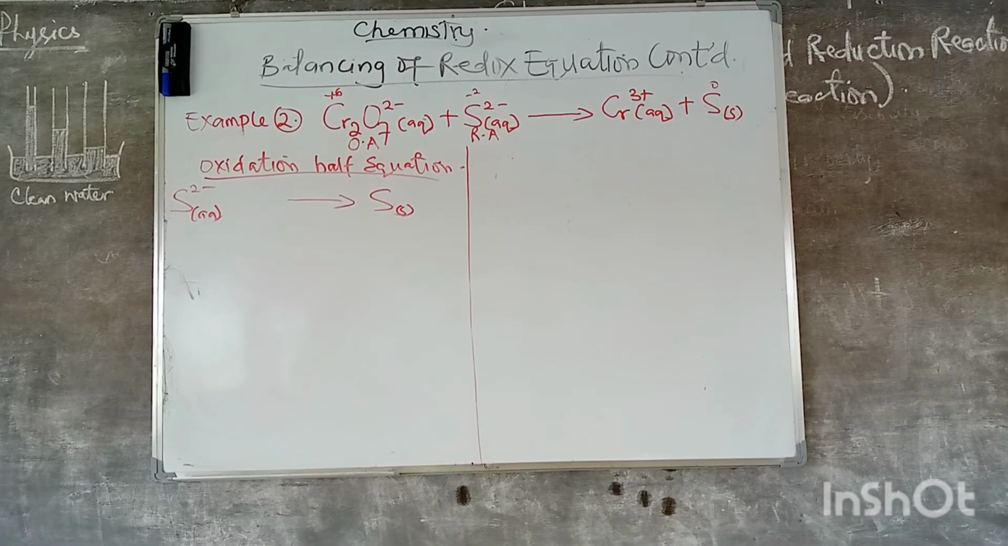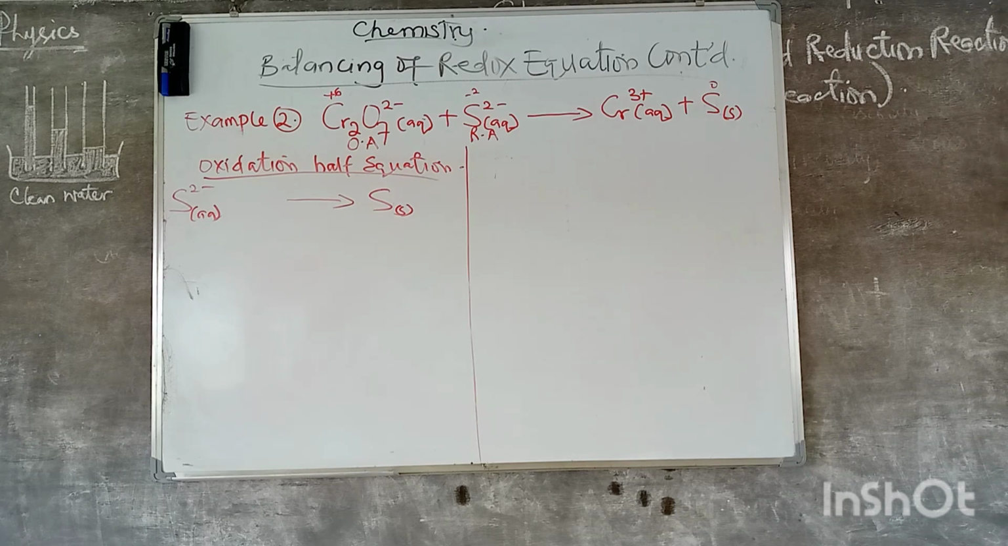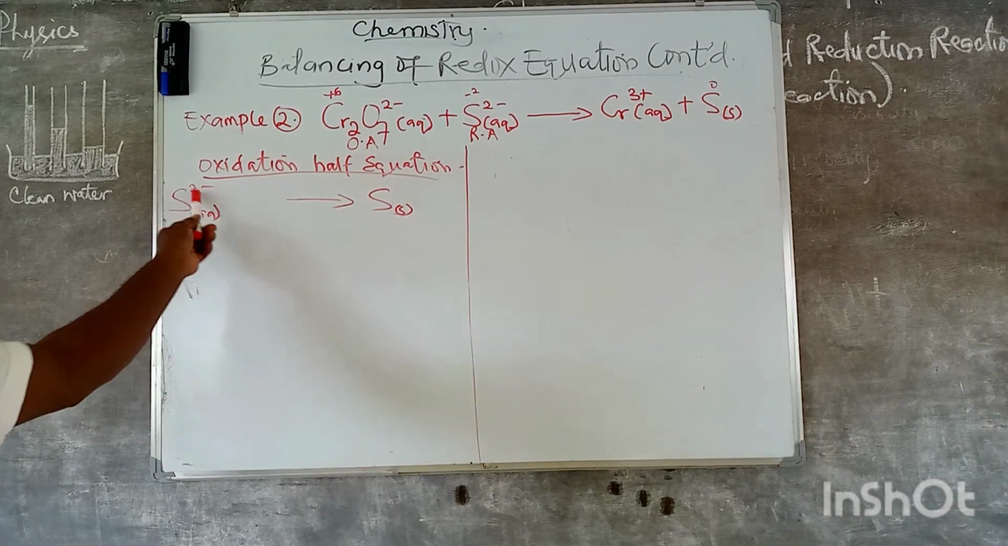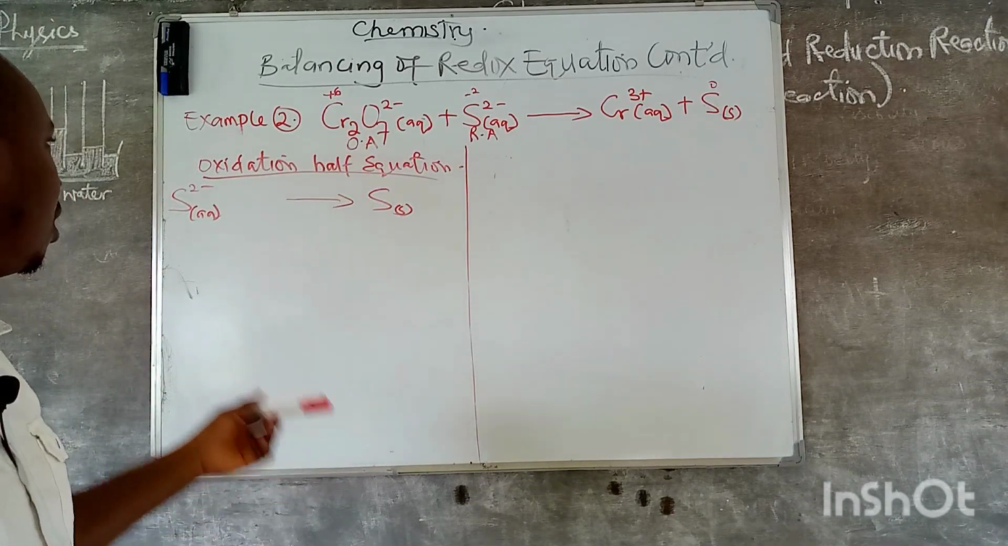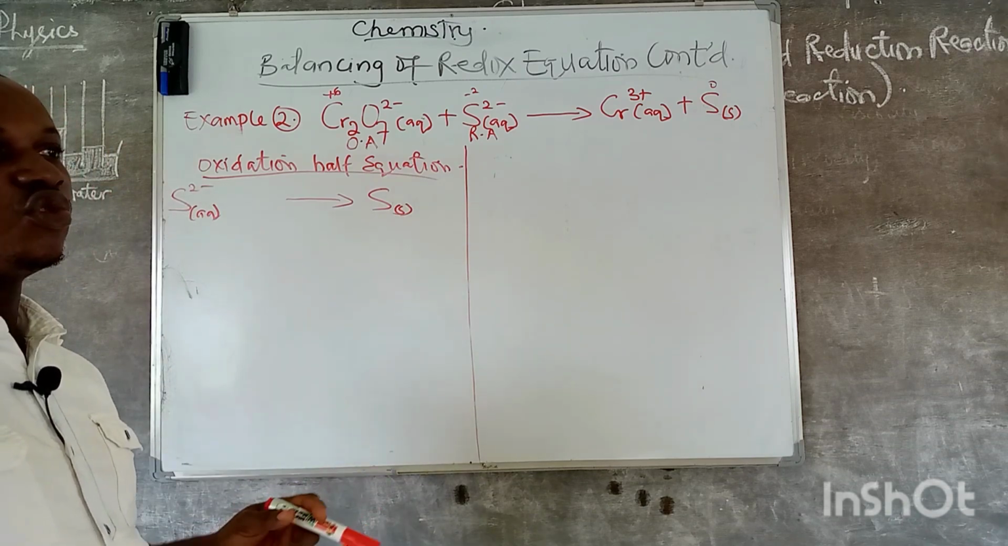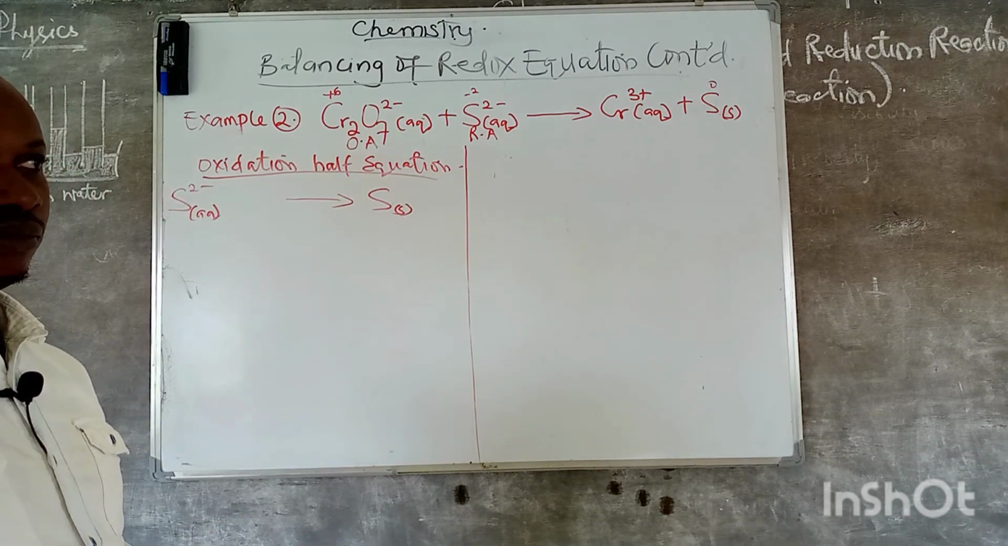Oxidation half equation. I have represented the reducing agent in the oxidation half equation. Don't forget how we are picking it. Sulfur and the sulfur, chromium and the chromium. There's no way you pick sulfur, then you pick chromium. It's wrong. So that is why you see sulfide ion here and sulfur solid, just as we have in the original equation. Now, the first step is to balance the number of atoms.